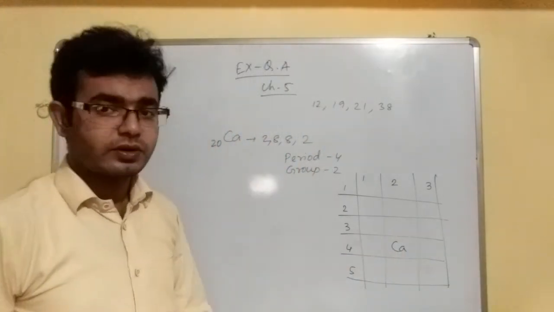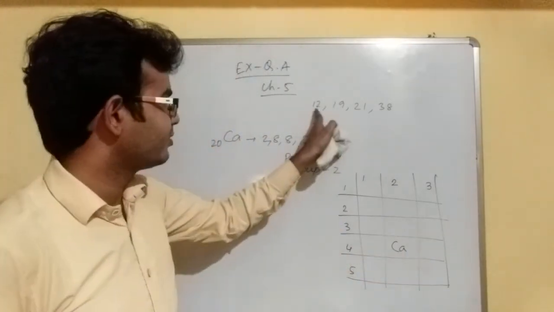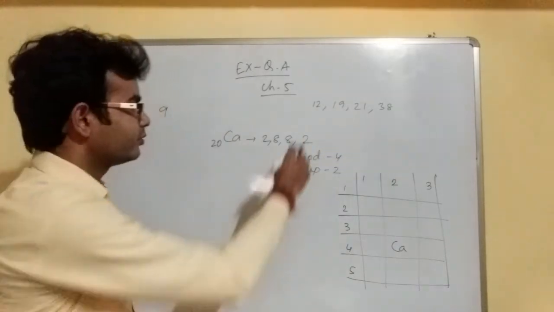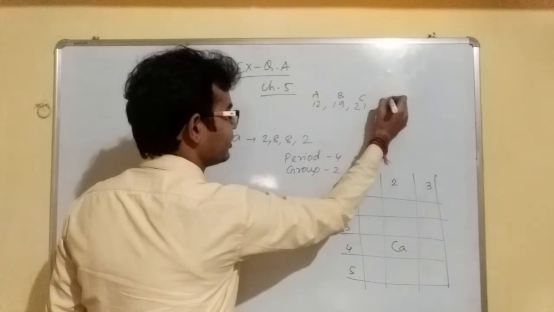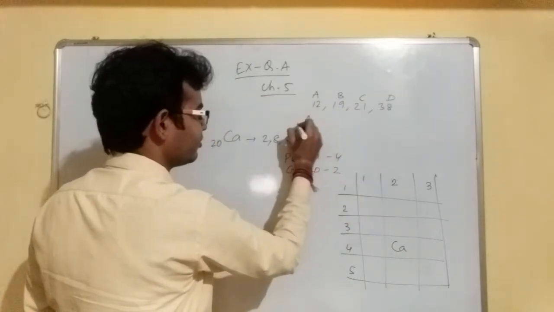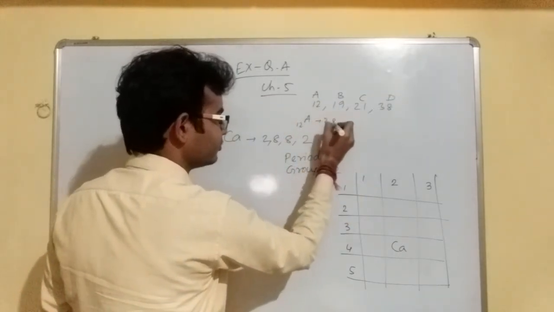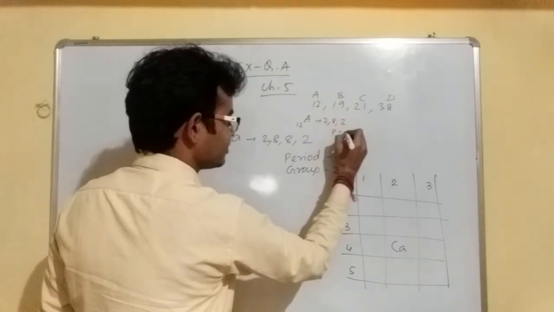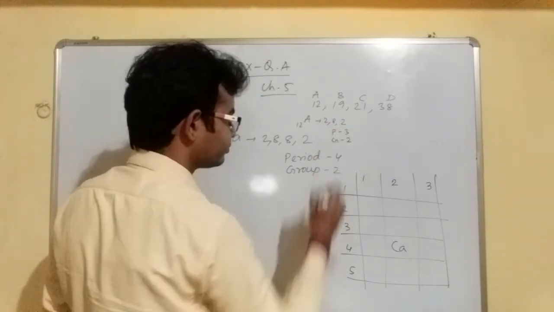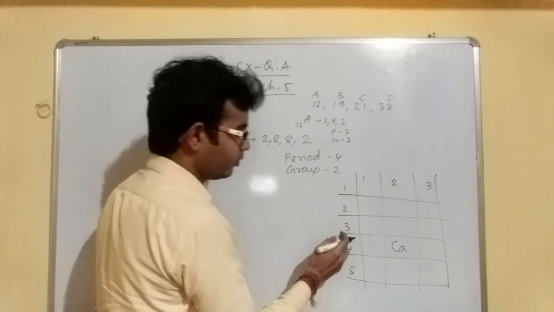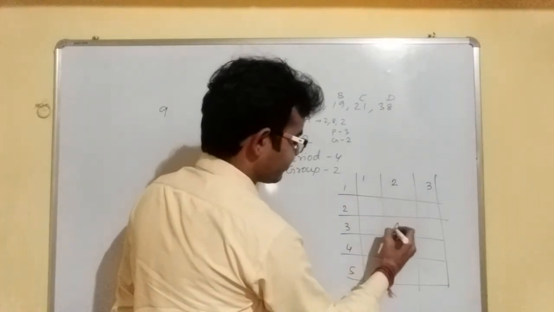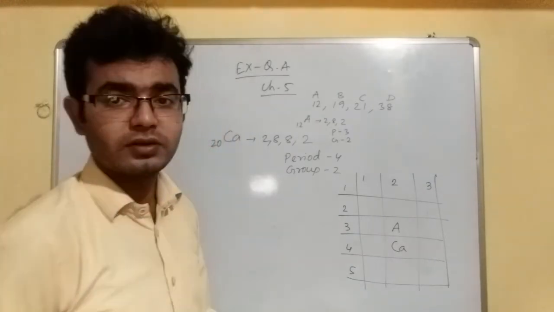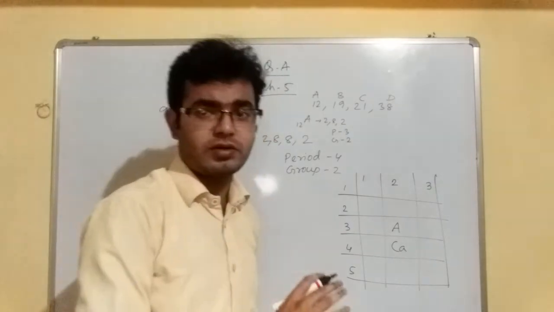Next बोल रहा है कि it is surrounded by the elements having atomic number this. तो इनका पोजीशन हम लोग पहले निकालेंगे. मान लो ये A है, ये B है, ये C है, ये D है. तो A, atomic number 12, 2, 8, 2. So its period is 3 and group is 2. So it is present in the same group as calcium, period 3, group 2. So here it is A. मैग्नीशियम है, आपको समझ में आ रहा है.